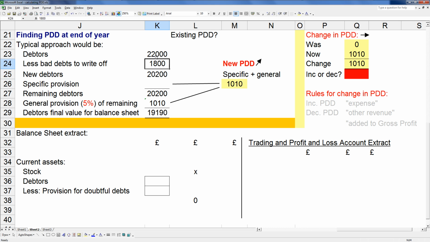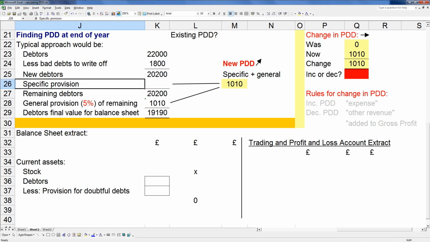The next stage is to do specific provision. Now this is unique to OCR. AQA don't examine specific provision. They don't go into too much detail. What is specific provision? This is a particular amount of money that a business believes has a higher degree of probability that it is unlikely to be paid on time or to come into the business. So it's all about probability and levels of risk.